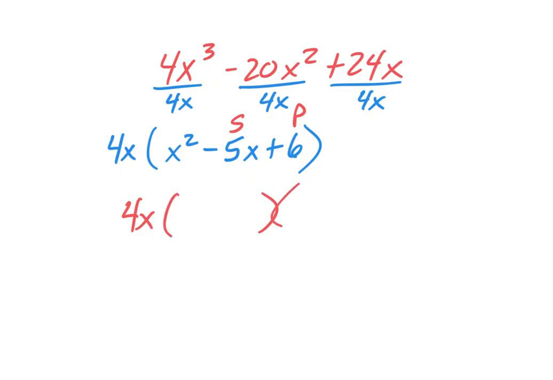So here's where you got to be careful. The 4x still stays as part of our answer because it's part of the factor. x minus 2, x minus 3. Negative 2 times negative 3 makes positive 6. Negative 2 plus negative 3 makes negative 5.